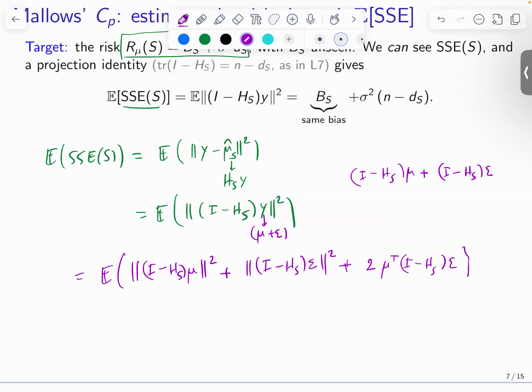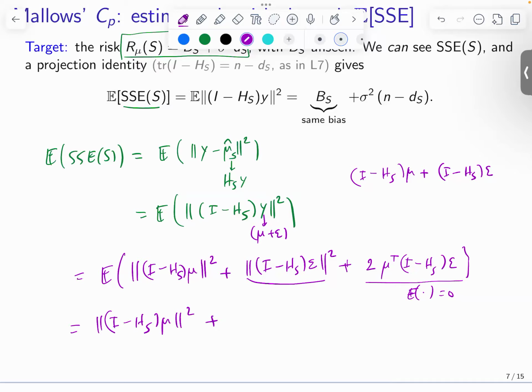Using idempotence, it would be something like this. So past the expectation, this thing is going to be 0. The expectation of it is 0. And the expectation of this quantity is very similar to what we did in a couple of slides. The expectation of the norm of H_S epsilon squared was sigma squared times the trace of H_S. So the first term is a constant, it comes out.